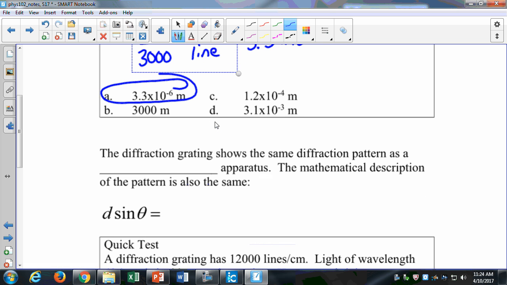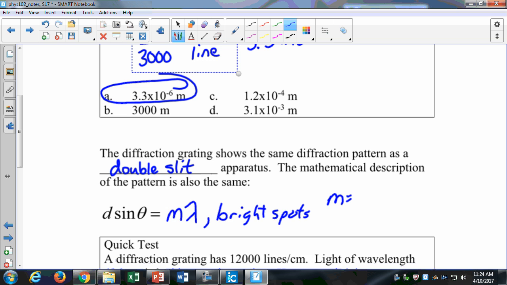A diffraction grating shows the same diffraction pattern as a double slit apparatus. It was exactly the same. Once you get past calculating that distance d between slits, it works out exactly the same as the double slit. Exactly the same. So d sine theta is equal to m lambda. This gives us our bright spots. And m is equal to 0, 1, 2, and on and on.